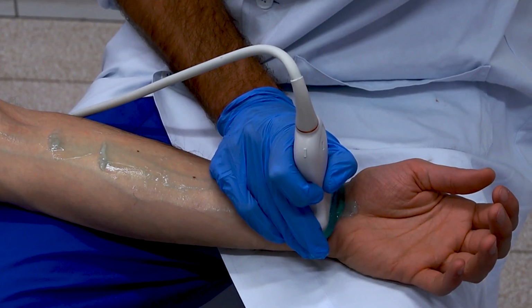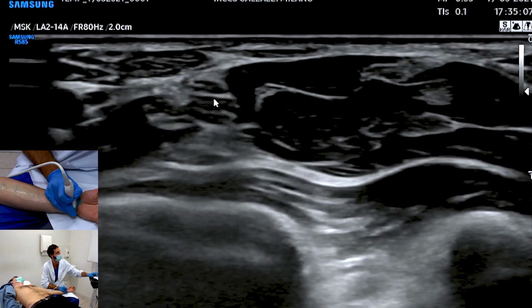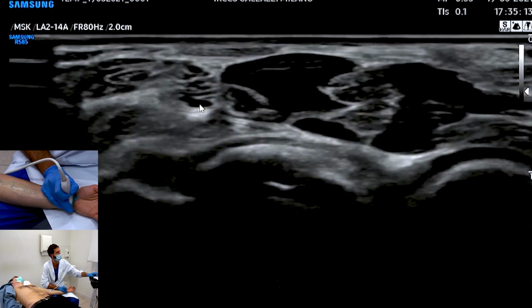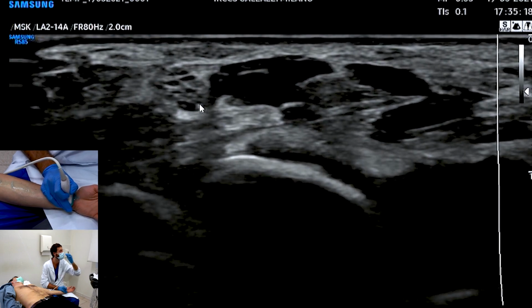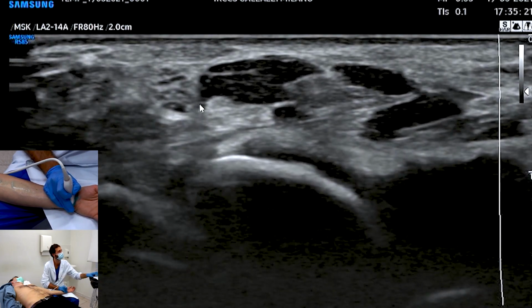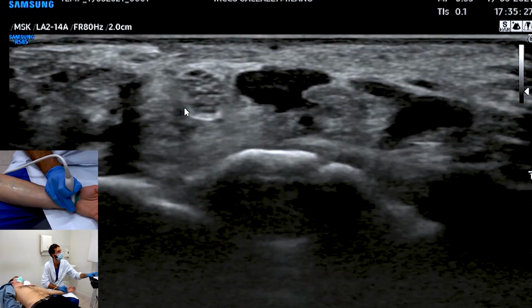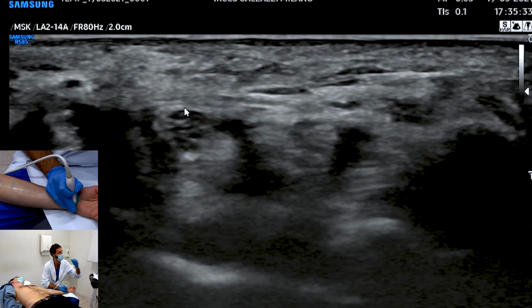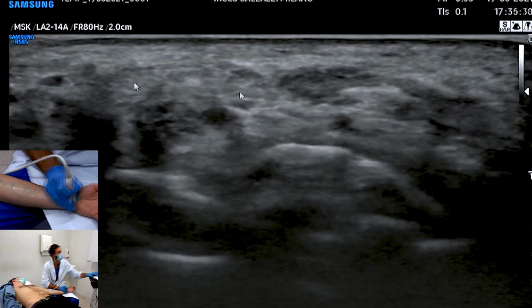Let's move to the final part of live ultrasound. Now, we can see just prior to entering the carpal tunnel, the median nerve, which is superficial to the tendons of the flexor digitorum profundus and flexor digitorum superficialis muscles. If we enter the carpal tunnel, we can see the median nerve located just below the flexor retinaculum, also called the transverse carpal ligament, which is this tiny structure.